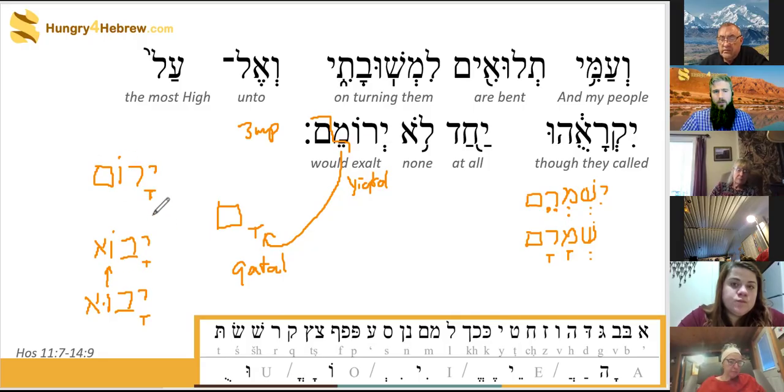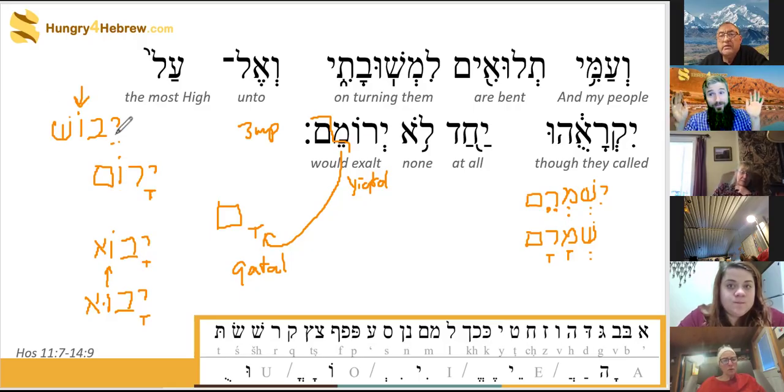Oh, sure, absolutely. Think of this word here. I'm not going to put the vowels yet. Does anybody know how to pronounce this? Yevosh. Very good. Yevosh. It has an O vowel, so it's allowed. Well, look at that first vowel. Yevosh.